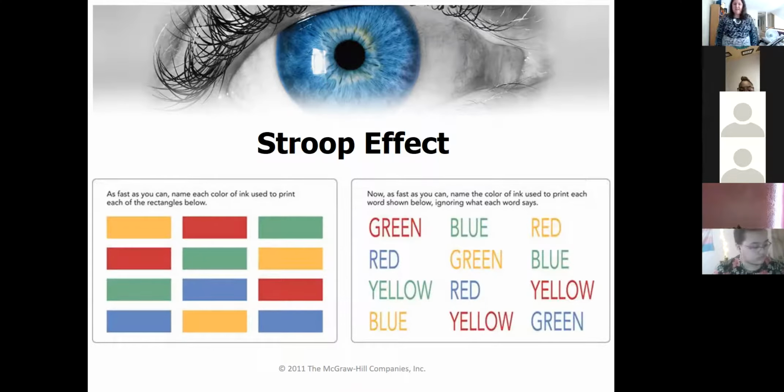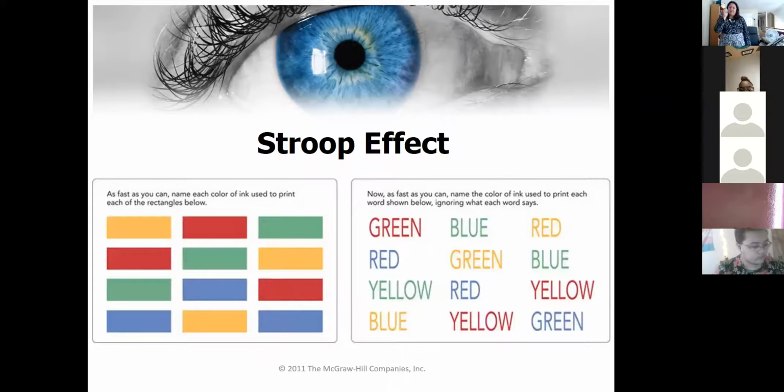Pretty easy, right? Now I'm also going to keep naming the color, but I'm going to do it with these words. So red, blue, green, yellow, blue, red, yellow, green, red, blue, right? Okay, so this is called the Stroop effect. And this is something we use a lot in psychological research. This can also be used as a diagnostic tool.